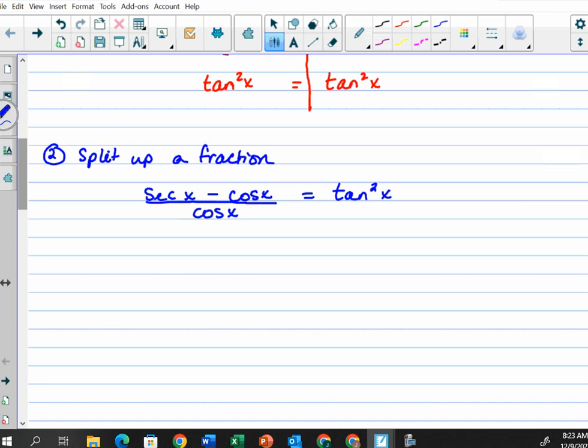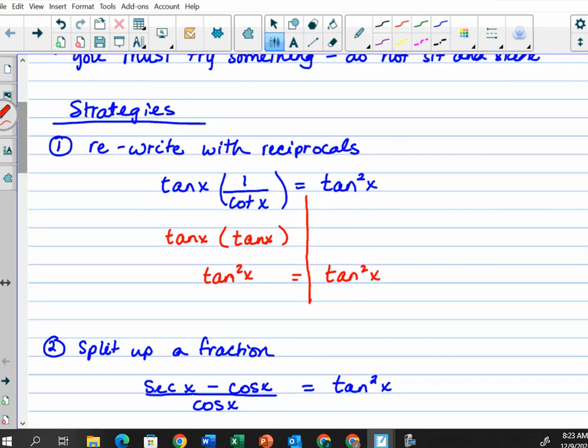All right, guys, there's your next proof. Secant of x minus cosine of x all over cosine of x equals tangent squared x. So cute. Wait, I think you can split them up and then put up the cosine. So you have secant over cosine. Secant minus cosine is not 1. No, but can't you make secant 1 over cosine? Oh, yeah.